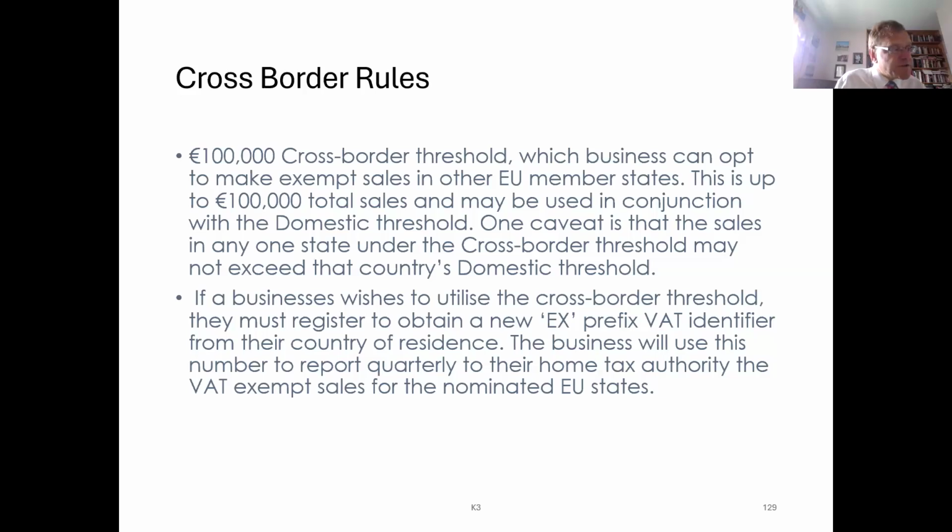If a business wishes to utilize the cross-border threshold, they must register to obtain a new X-prefix VAT identifier from the country of residence. The business will use this number to report quarterly to their home tax authority the VAT-exempt sales for the nominated EU state.